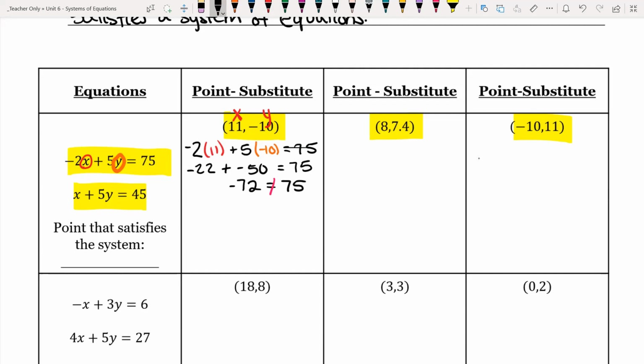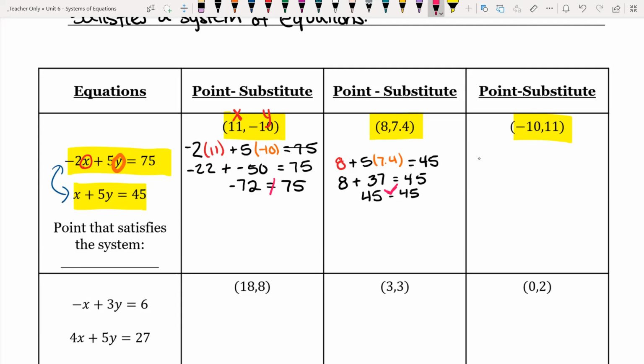Okay, so then we go to the next point. It doesn't matter which equation you start with. I normally just start with the one up top, but we could have started by plugging them into x plus 5y. So x is 8 plus 5 times 7.4 equals 45. 5 times 7.4, if you do that in your calculator, should be 37. And then 37 plus 8 is 45. So 45 is equal to 45, right?